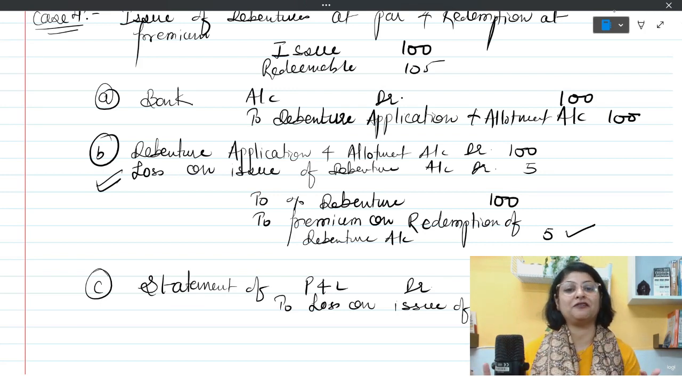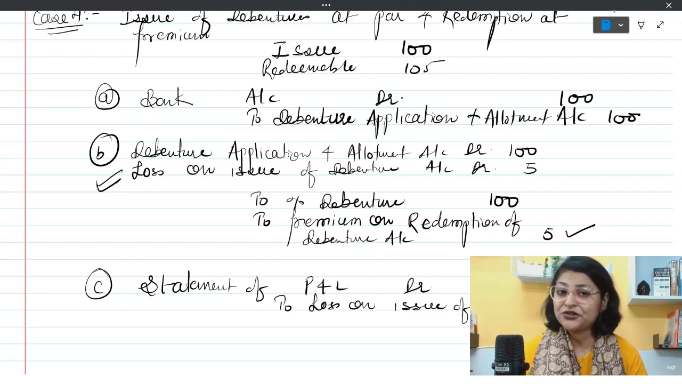And on the credit side, you are going to write premium on redemption of debenture. Premium on redemption of debenture account will remain open. It is not going to be closed. But loss on issue of debenture, being a capital loss, will be written off. It can be written off from statement of profit and loss.